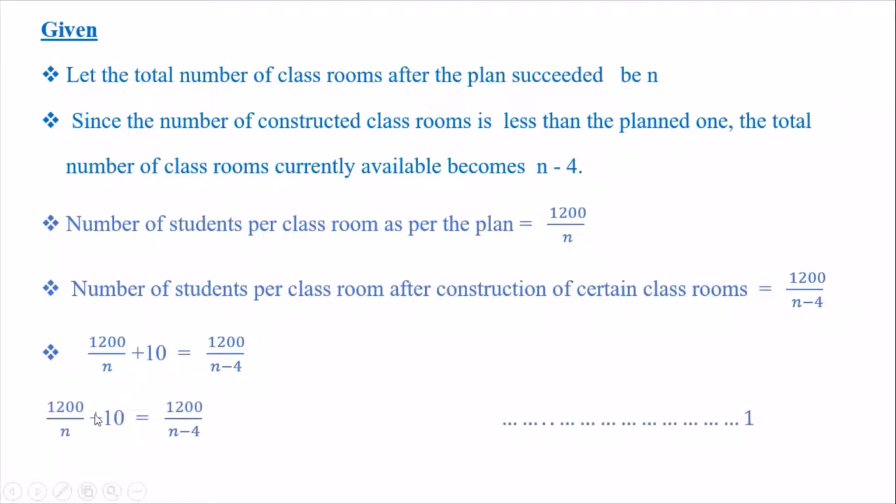So, I simply copy this one. Then, if we take a common denominator for 10 and 1,200, it becomes 1,200 plus 10n divided by n is equal to 1,200 divided by n minus 4.